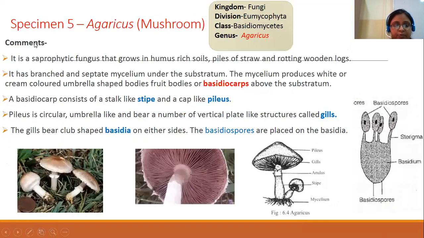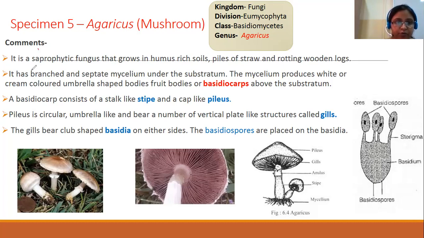Then next is specimen five. It is the Agaricus mushroom. Now here you can see the Agaricus mushroom. It belongs to the kingdom Fungi. Division is Eumycophyta, class is Basidiomycetes, and genus is Agaricus. So it is a saprophytic fungus.